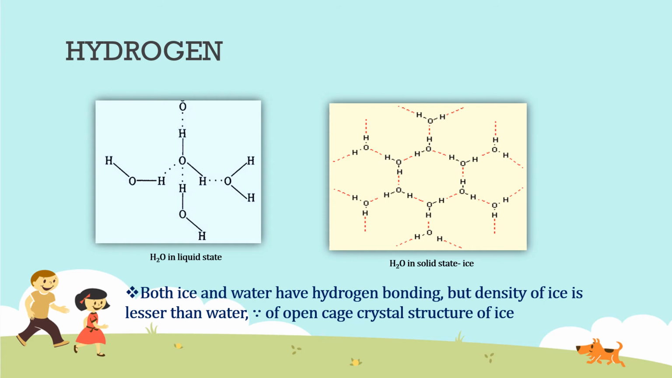And one more important point that you have to remember is that both ice and water have hydrogen bonding, but the density of ice is less than water because of the open cage-like structure of ice.